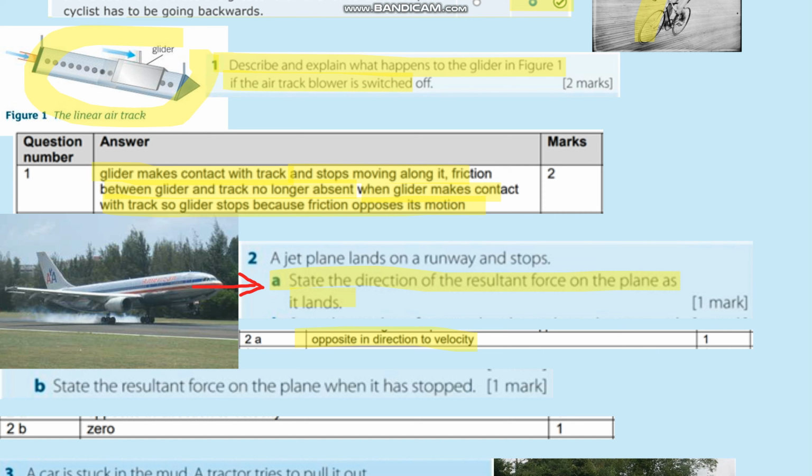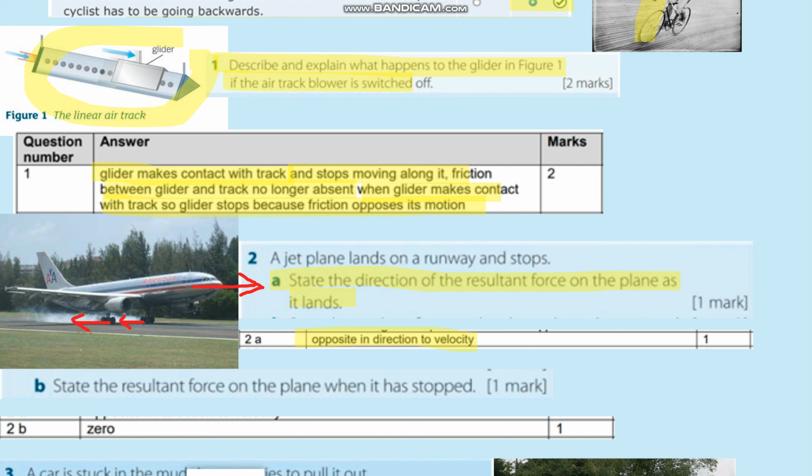That is its velocity. And as it lands, there's going to be a force of friction between the wheels and the runway acting in the opposite direction. You can see the smoke there because that force is actually so great that the friction starts to melt the tyres and they start to smoke. So as it lands, that force of friction is going to be greater than the forward force of the plane, and therefore that's going to slow the aeroplane down to a stop.